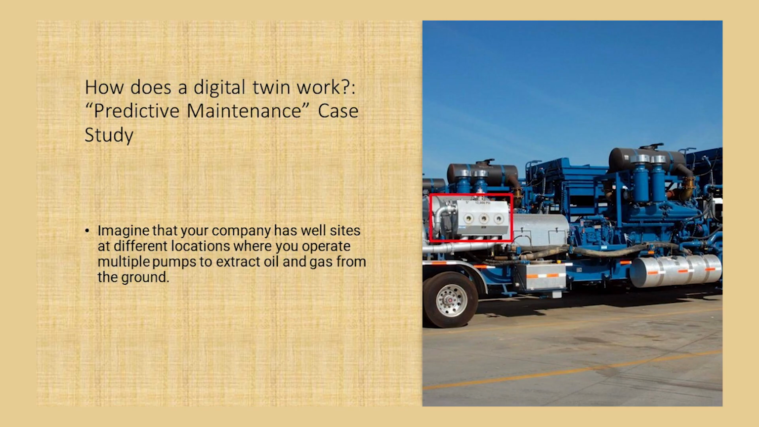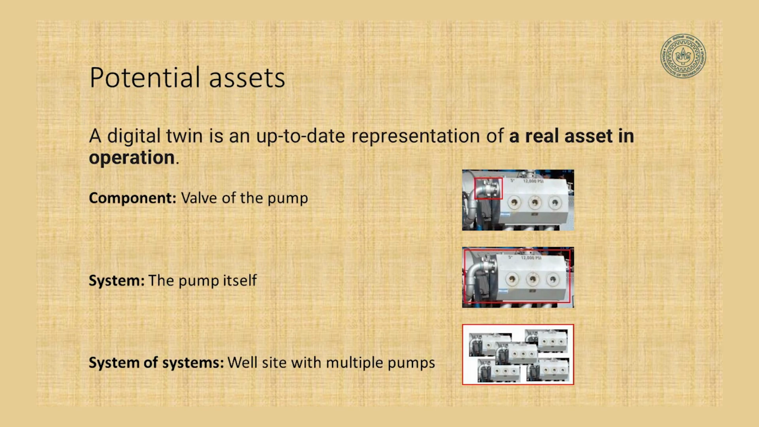As you will recollect from our discussion earlier today, a digital twin is an up-to-date representation of a real asset in operation. So, it could be the valve of this pump that is used to pump out the oil from the ground. It could be the pump itself or it could be many different pumps, a well site with many different pumps. So, you can create a digital twin for all of these.